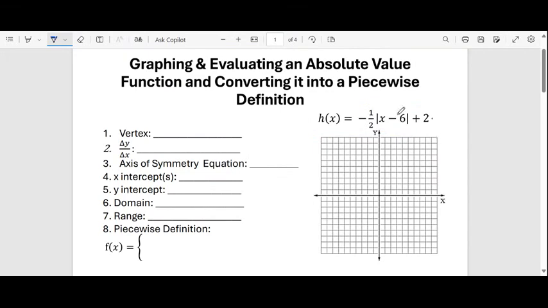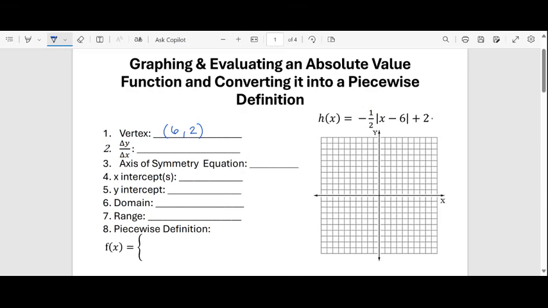The vertex is always the opposite of the value that's inside the bars with the x. You can also think of it as the value that would make what's inside the bars the 0. So right now I have a -6 in my bars. So the opposite of -6 is +6. That's the x value of my vertex. The y value of my vertex is going to be this number in the back, and you don't have to change the value of it. It's just going to be a +2. So x value is 6, y value is +2.